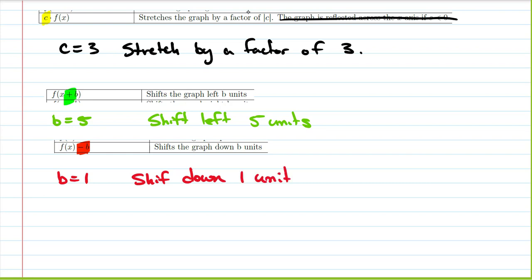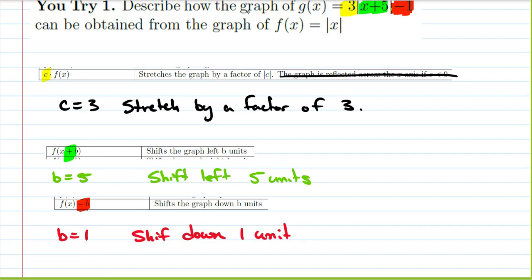So notice on that one it does have a minus sign in the formula, and that gives us our 3 things. So we're going to stretch by a factor of 3, we're going to shift to the left 5 units, and we're going to shift down 1 unit. And that'll give us what our graph is going to look like.